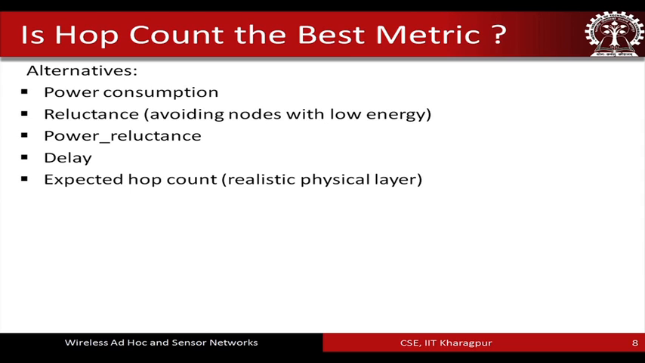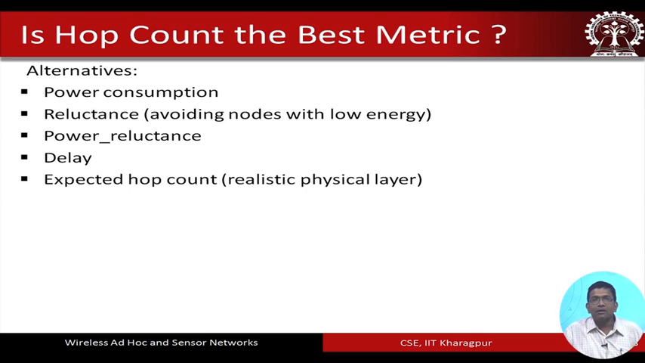One question is that a few minutes back we have seen that choosing the hop count determines which path will finally be chosen, but the question is, in sensor networks, is hop count the best metric? Hop count is adopted as one of the best metrics for routing in the internet and many other wireless networks as well. So, in sensor networks also, is hop count the best metric? What are the other alternatives?